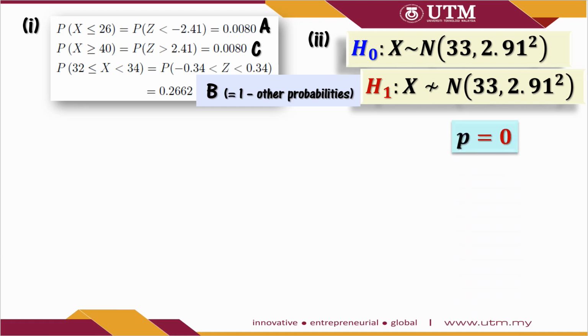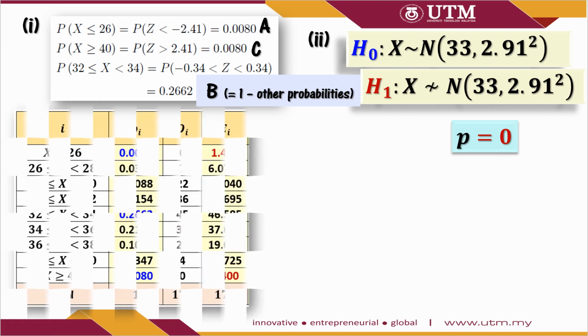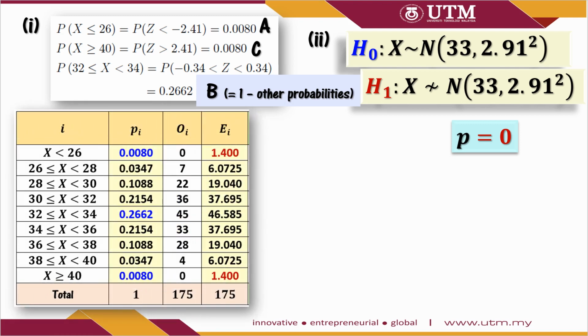The probability values obtained in part 1 can be listed in the PI column as shown in the following table, where PI in this example is the probability that X is within the specified interval. Multiplying the PI values with the total frequency, which is 175, you will obtain the expected values EI. Notice that the first and last EI are smaller than 5.